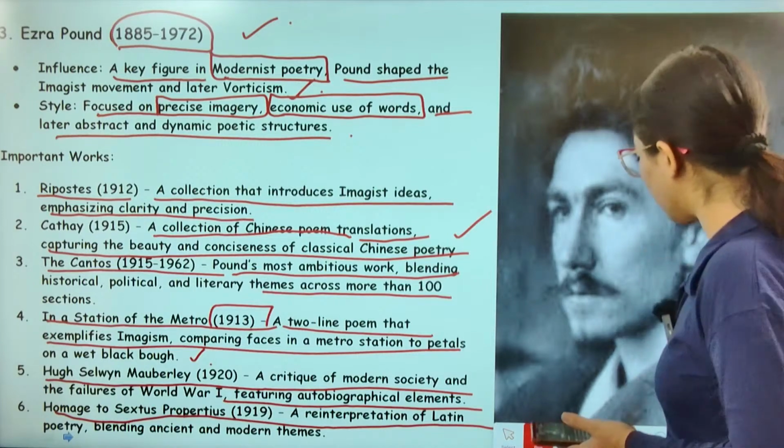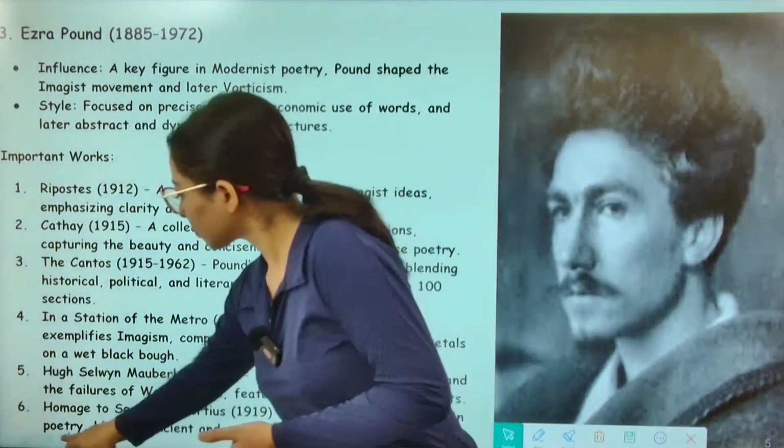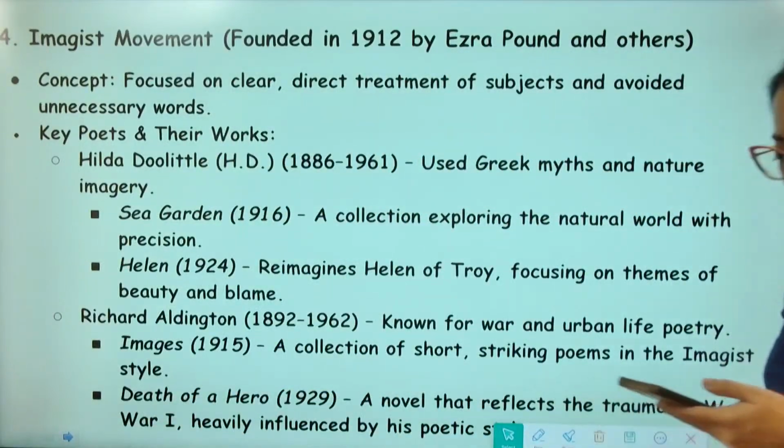Okay, so this is Ezra Pound. Next you have, okay, hi, good afternoon everyone.